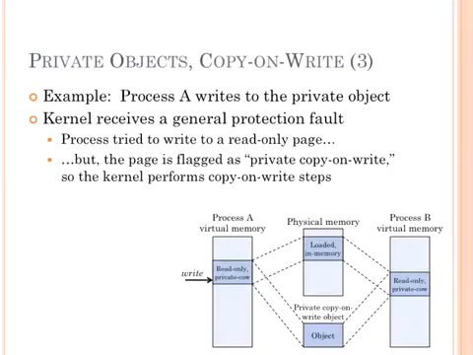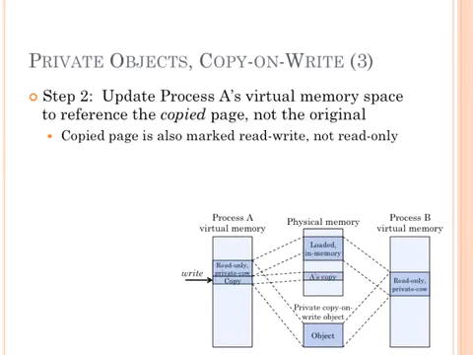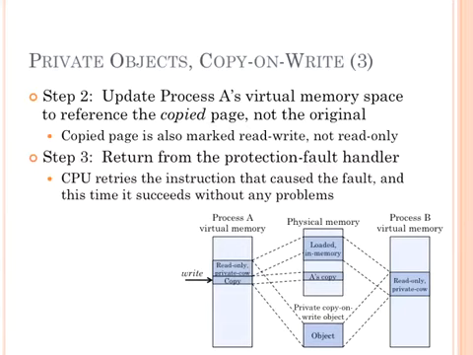And so the page is flagged private copy on write, so the kernel does the private copy on write steps. It sets aside another page for the process, copies the data into it, updates the mapping and says, hey, this part is now writable. Okay. And like I say here, the copied page is marked read-write, not just read-only, because we now have a copy. And so then the kernel returns from the fault handler and the application tries the instruction again, and this time it succeeds.